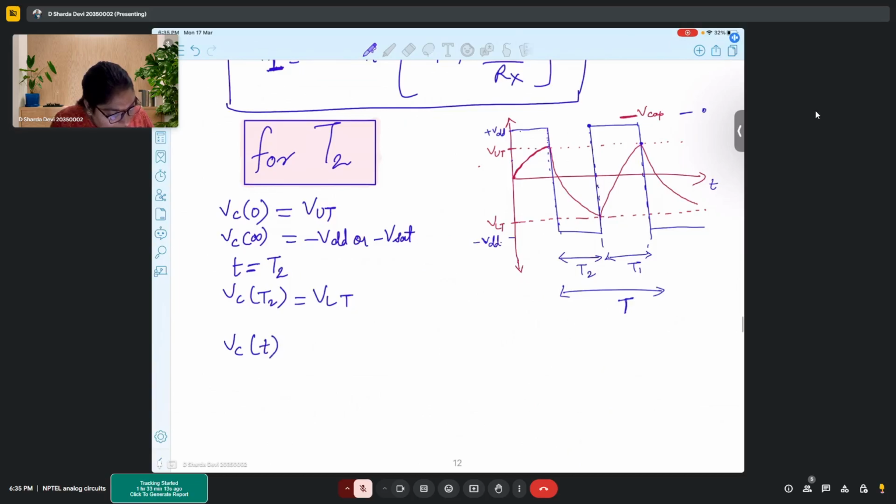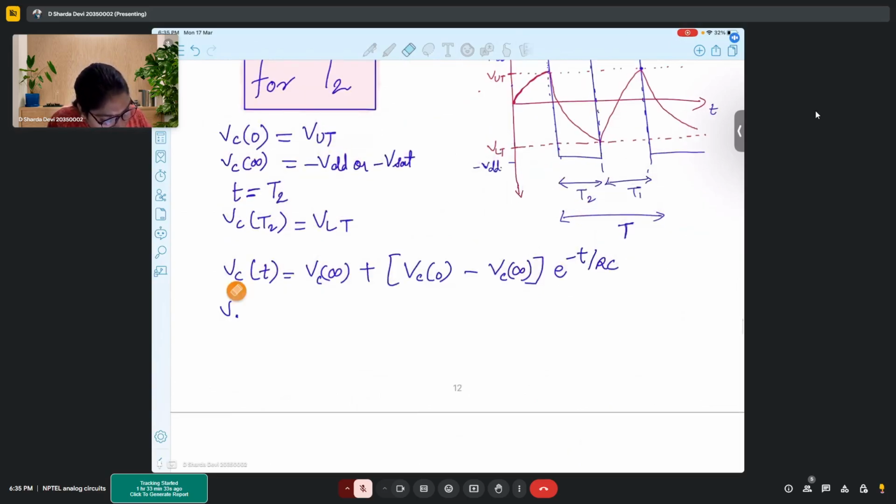So again, writing the equation, VC of infinity plus (VC0 minus VC of infinity) e to the power minus t upon RC. Substituting all the values, VC of T2 is VLT, infinity is minus VDD, plus VC of 0 is VUT minus (minus VDD) e to the power minus t upon RC.